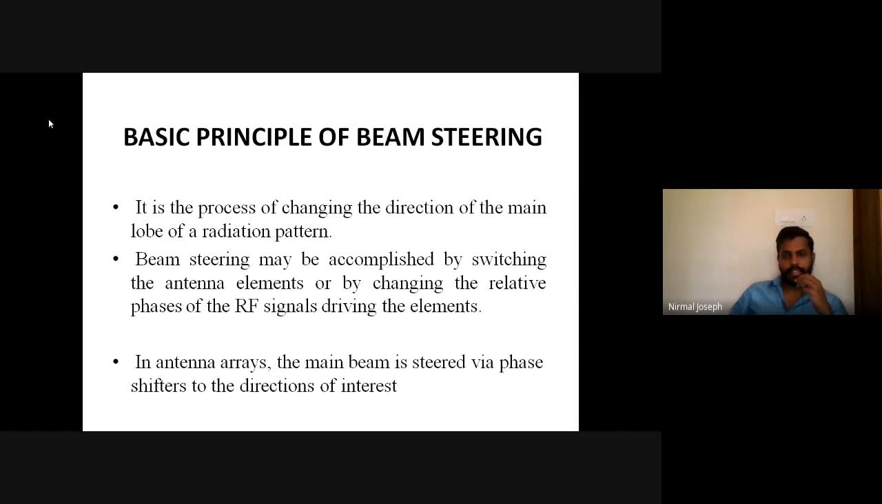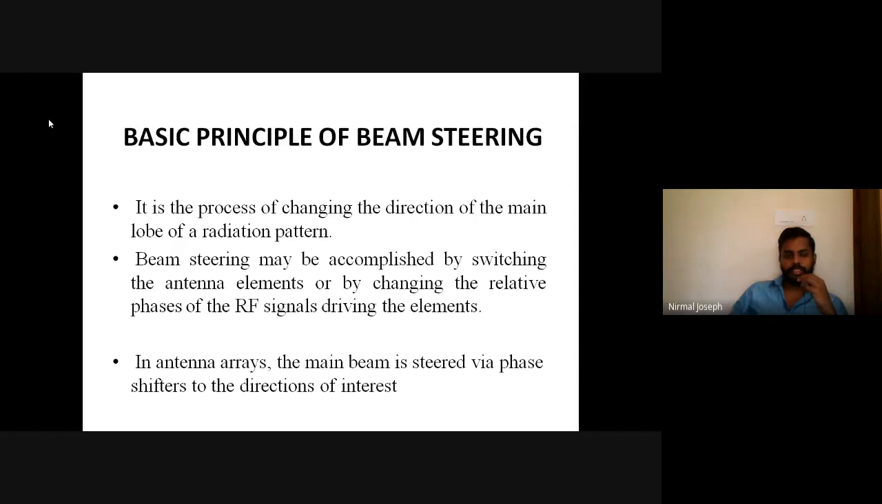So, beam steering means it is the process of changing the direction of the beam. That's it. And how it can be achieved, that is what we are going to see. We will see how beam steering, or changing the direction of the beam, can be achieved.